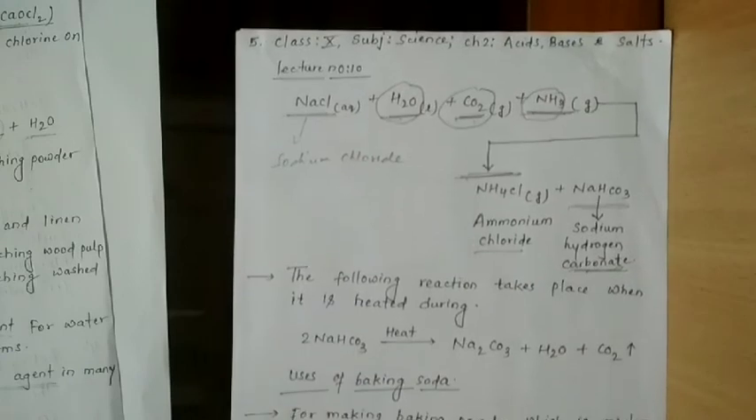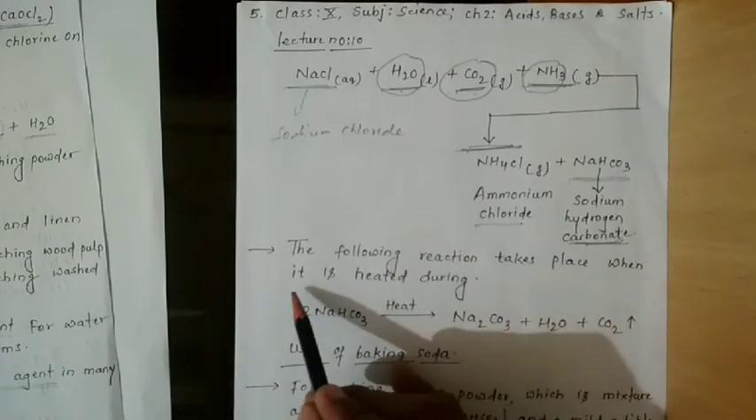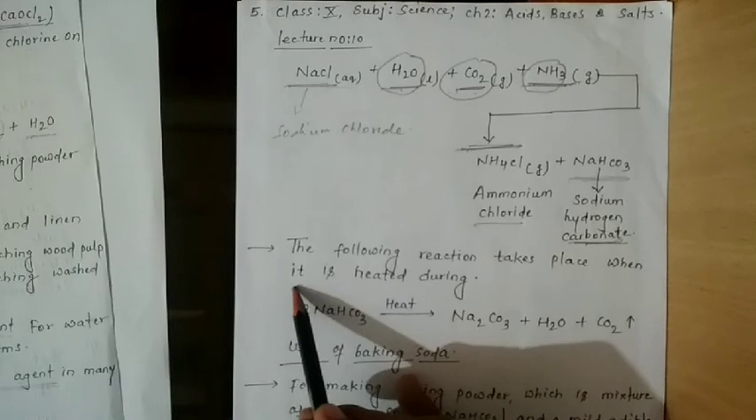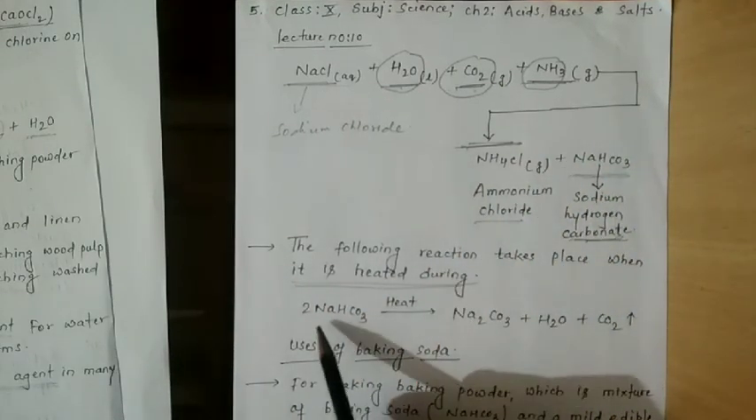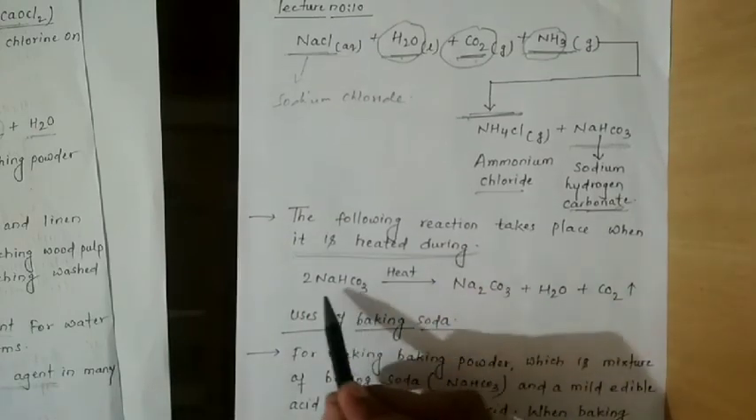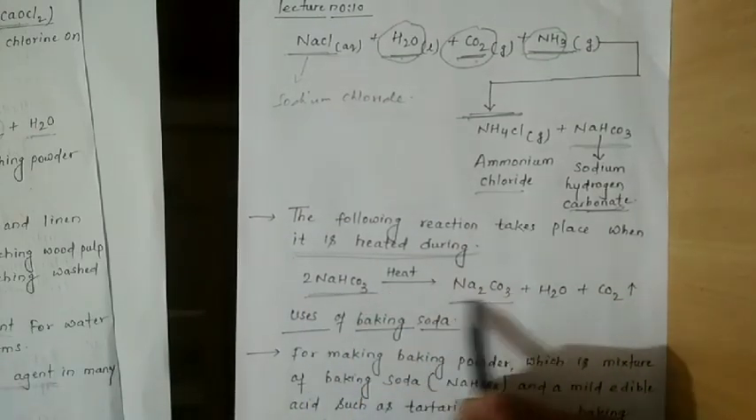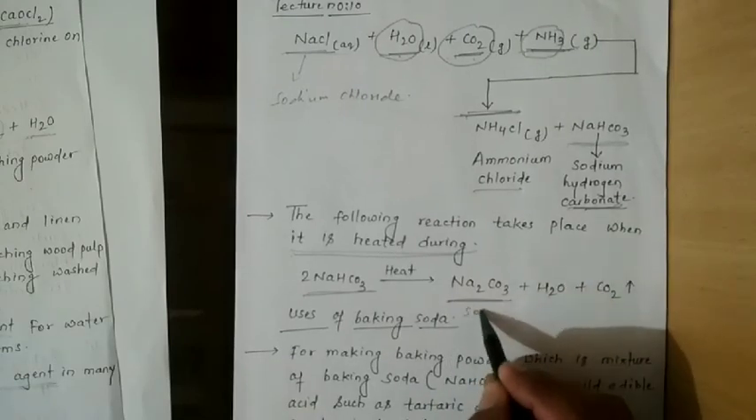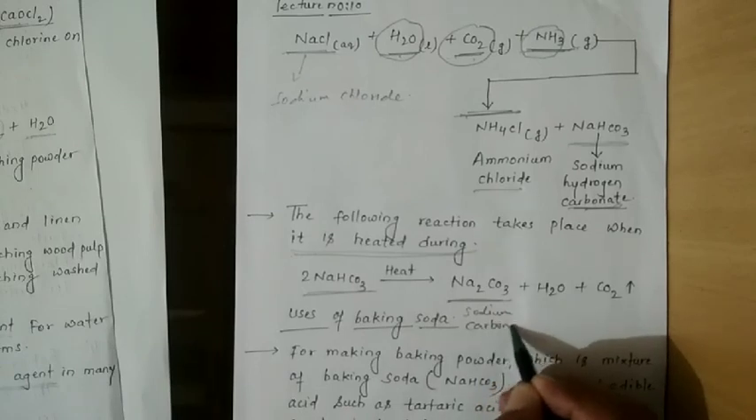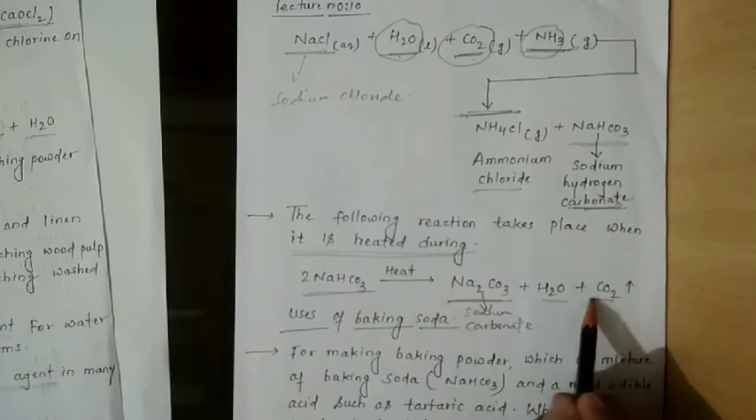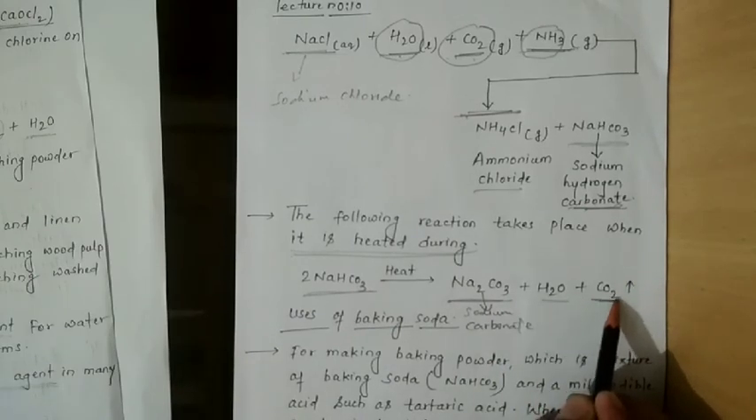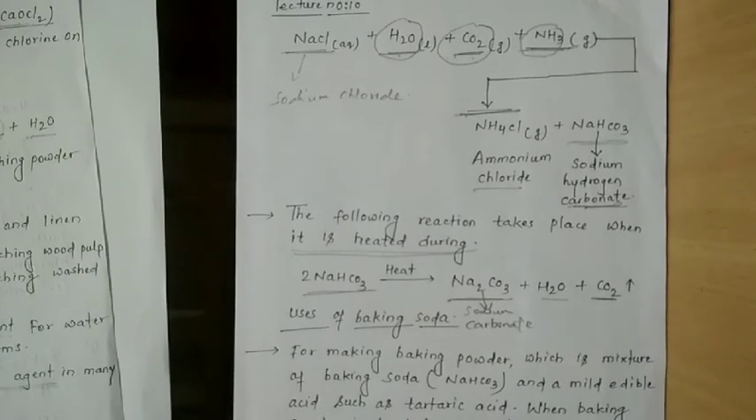The following reaction takes place when it is heated. If NaHCO3 is heated, then we get sodium carbonate. Water and CO2 gas are evolved. Okay, so this is the preparation of baking soda.